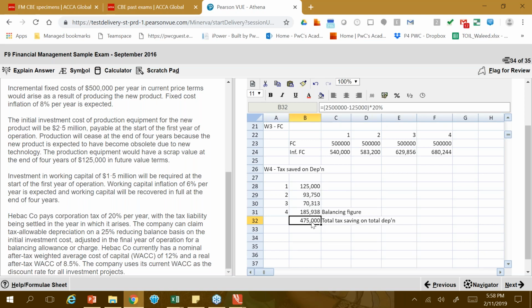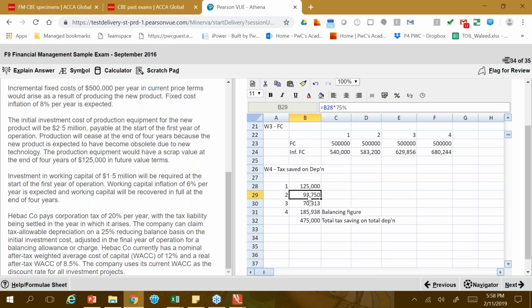Then I have to split this 475 in all the above years, and I know that the fourth year is going to be the balancing figure. We start from here: we take the investment, then into the depreciation rate, and then into the tax rate. Now remember here, I've adjusted the tax once, the tax saving. I don't need to do that on each of the years now.